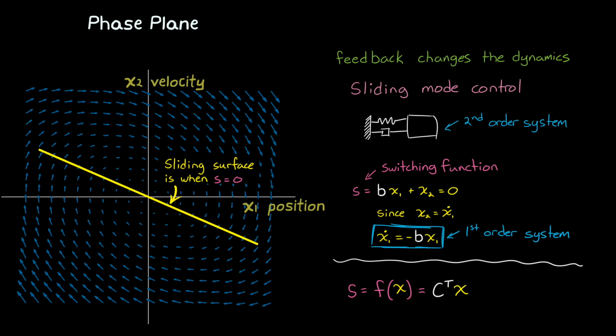However, it's most common just to set it to a linear combination of states, where the number of rows of the matrix C is the number of states in the system, and the number of columns is the number of inputs, U, into the system. So for our mass spring damper, C would be 2 by 1.